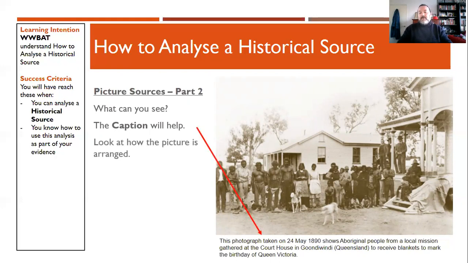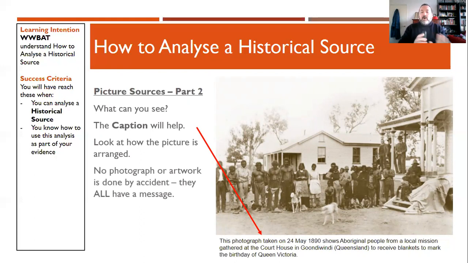Look at also how the picture is arranged. No photograph or artwork, particularly if it's one that's being published, is ever done accidentally. These are all very deliberate, particularly back in the period of time we're talking about here, so the late 1800s, where you only ever had one shot at this.